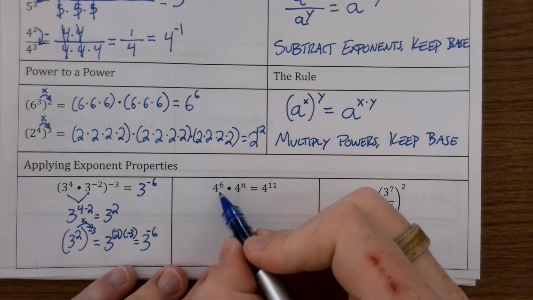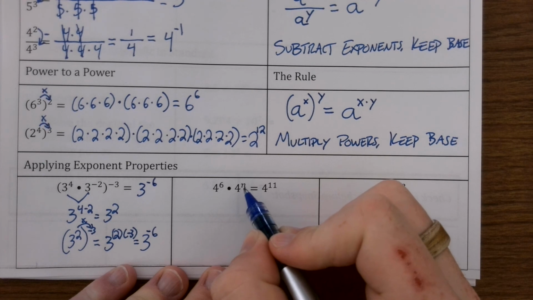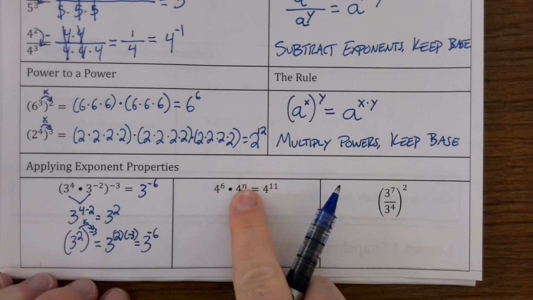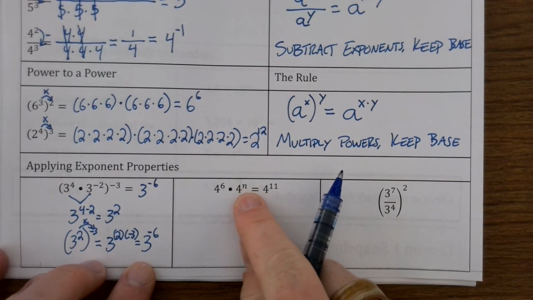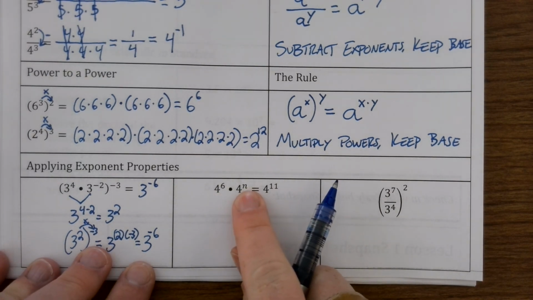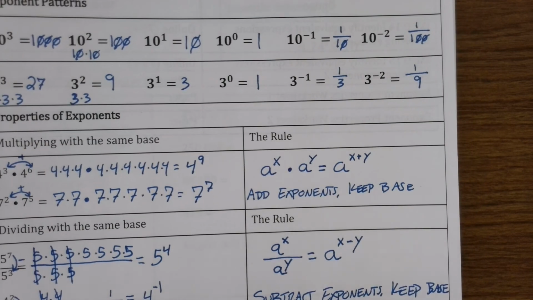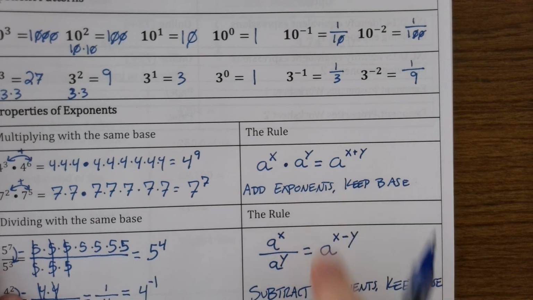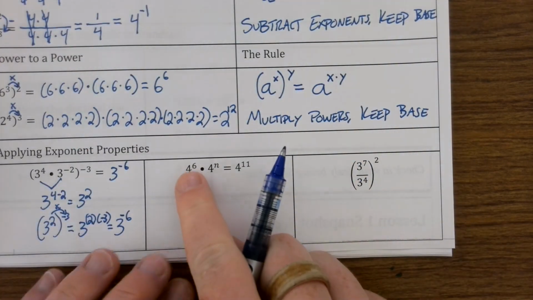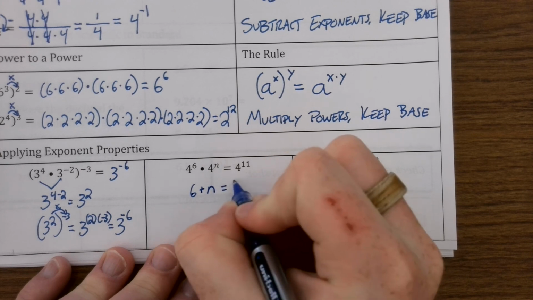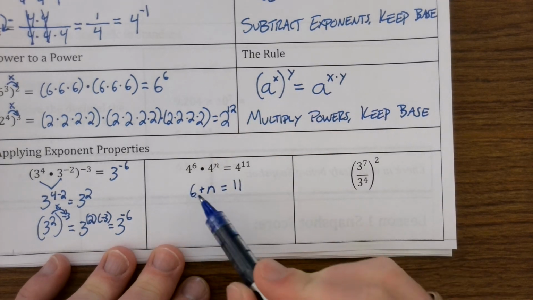Next we have 4 to the 6th power times 4 to the n equals 4 to the 11th power. Interesting. We have to solve for n in this scenario. We are multiplying the same base with different powers. When we do that, we add our exponents, which means that 6 plus n equals 11, because we have to add our exponents together.